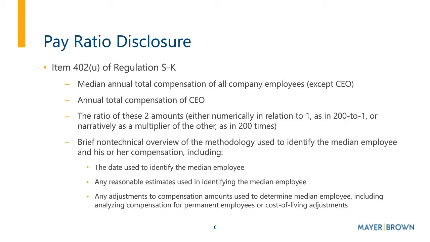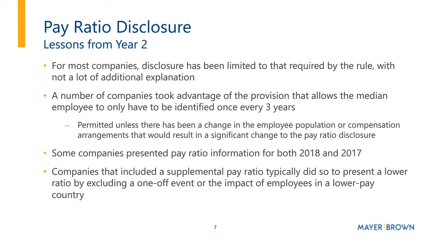So what have we seen for year two? Most companies disclose what's required by the rule, and not much more. This year, we've seen many companies taking advantage of the fact that they can reuse the median employee as long as there hasn't been a change in the employee population or in the company's compensation structure that would significantly change the ratio.